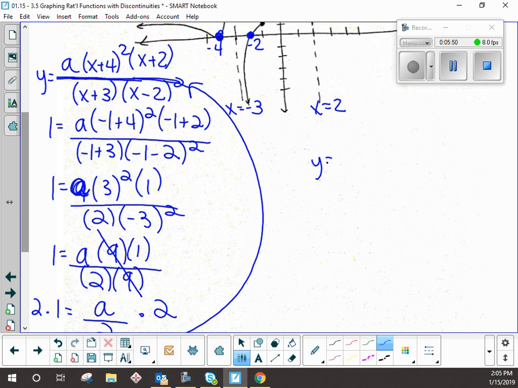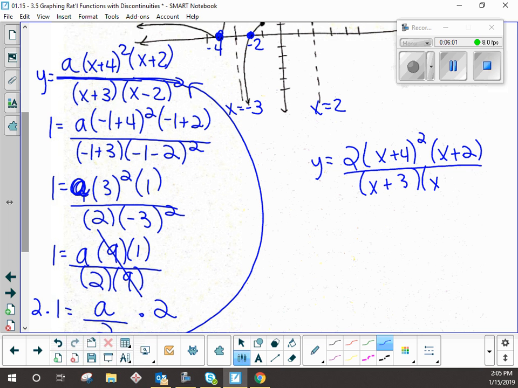So y equals 2 times x plus 4 squared times x plus 2 over x plus 3, and then x minus 2 quantity squared.